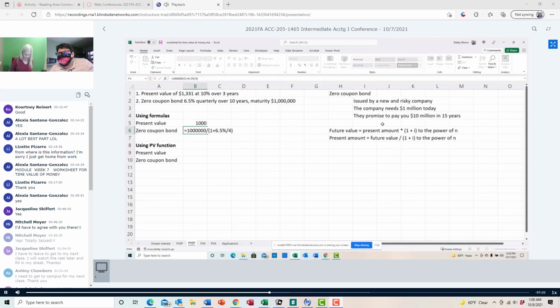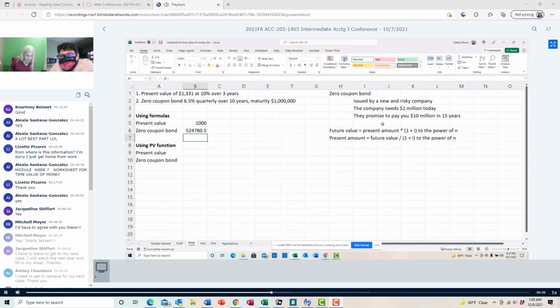All right, and then to the power of 10 years compounded 4 times a year would be 40 periods. So I would have to take my zero coupon bond and decrease it by 6.5% divided by 4 to the power of 40. So the answer to this problem, I'm going to hit enter.